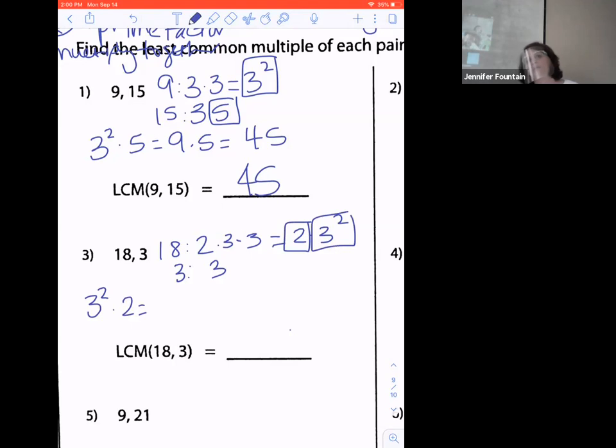So 3 squared is going to be 3 times 3, which is 9. And 9 times 2 is 18. So the least common multiple of 3 and 18 is 18.